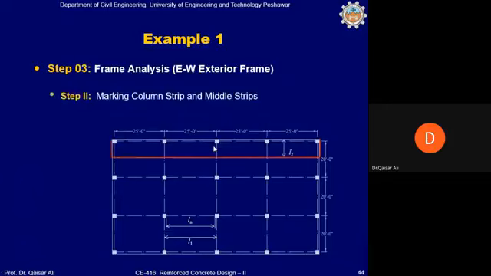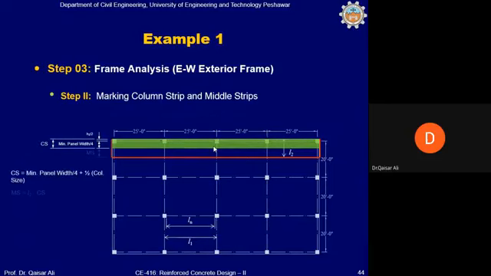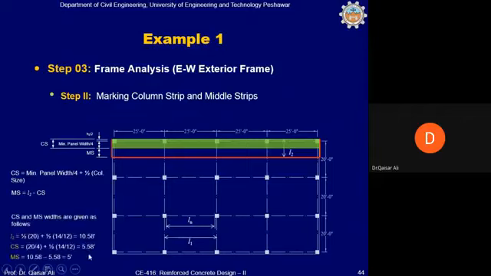Now we'll follow the same steps for calculation of the bending moments. Column strip is calculated. Column strip on one side is the panel divided by 4. Panel divided by 4 is 20. 20 divided by 4 is 5 feet. Okay. And half the column is 0.58. So column strip is 5.58. Whole total column strip is 5.58.